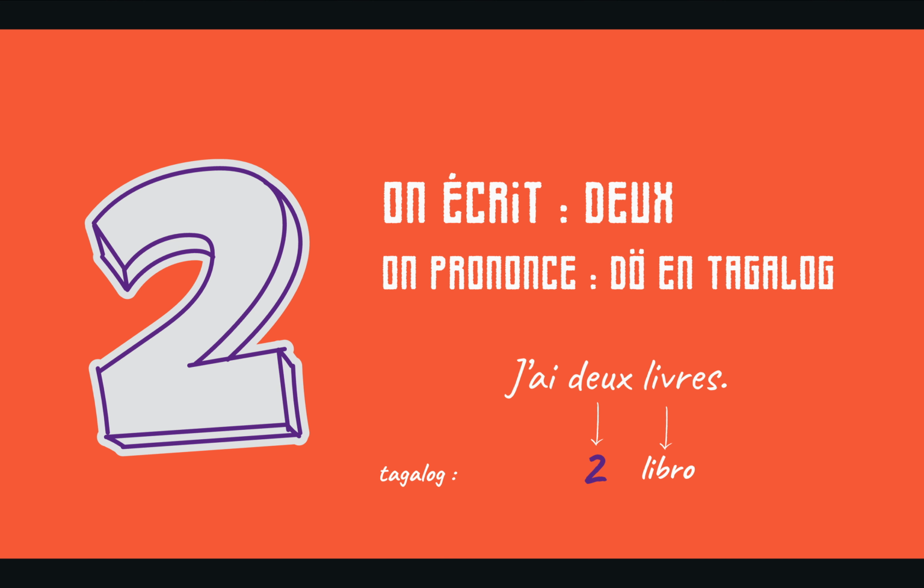The next one is deux. So you see, we have an X here at the end, but we don't pronounce this X, okay? This X, it's silenced, so we pronounce deux. J'ai deux livres. I have two books.